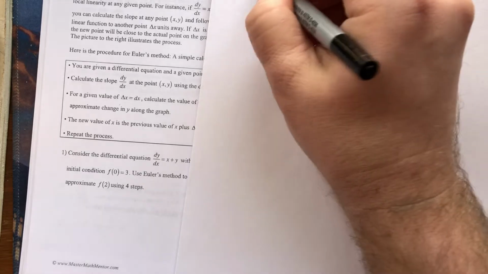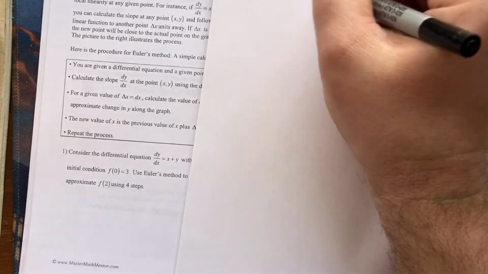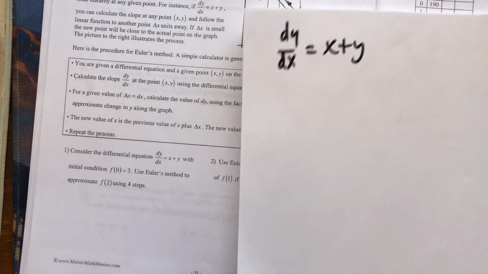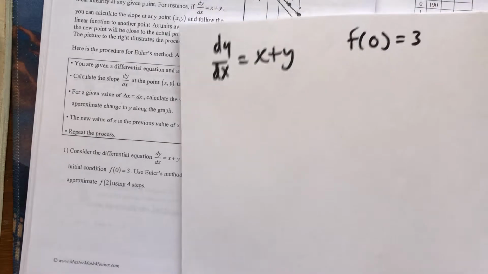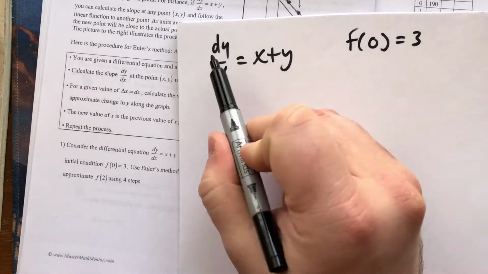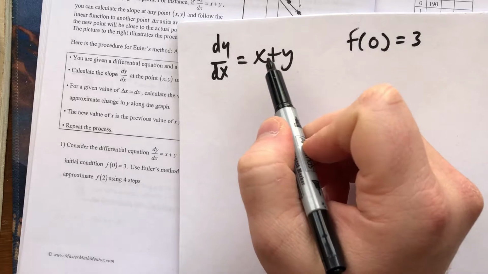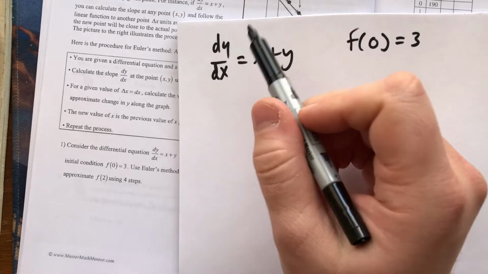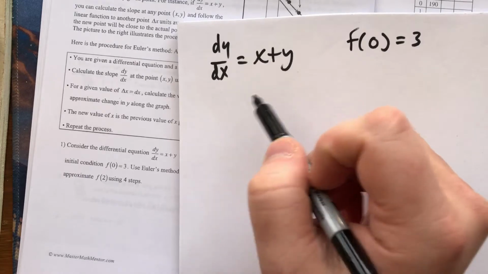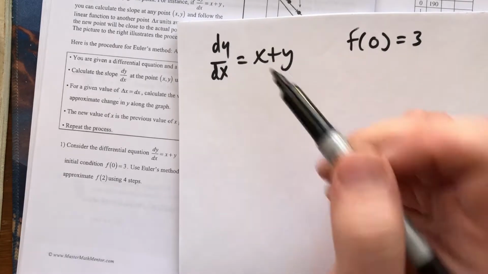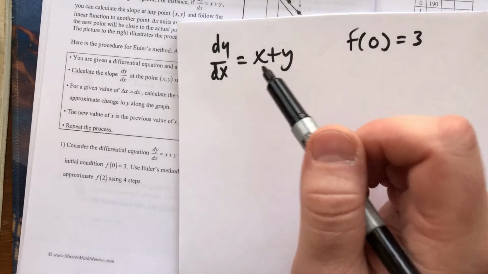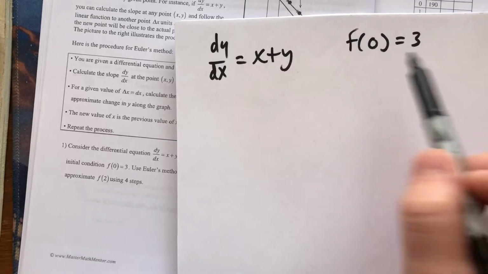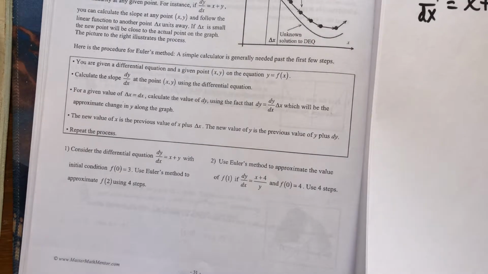Consider the differential equation dy/dx is equal to x plus y, and we know the initial condition f of 0 is equal to 3. This is dy/dx, y prime, equal to x plus y. There is some unknown equation, y equals blah blah blah, that has no derivatives in it. Instead of finding that, we're just going to find a single solution curve since we know f of 0 is 3.